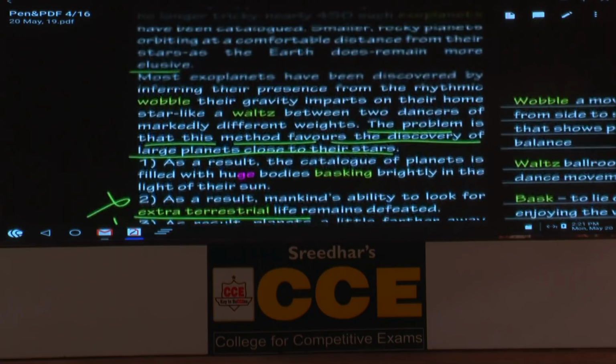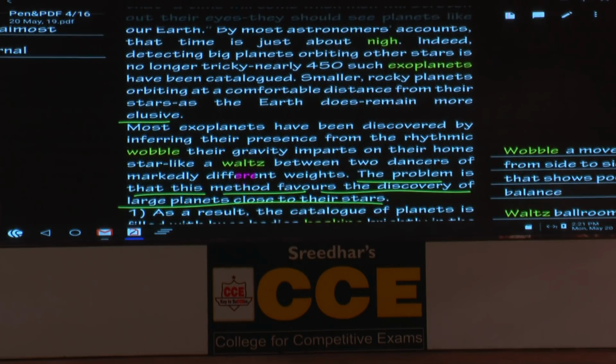What is the last sentence here? We'll start with the last but one. Indeed, detecting big planets orbiting other stars is no longer tricky. Means easy or difficult? Easy. Nearly 450 such exoplanets have been catalogued. Smaller rocky planets orbiting at a comfortable distance from their stars, as the Earth does, remain more elusive. So what do you understand? Bigger planets easy to find out, smaller planets remain elusive. And what is the impact of that? The first option says what?